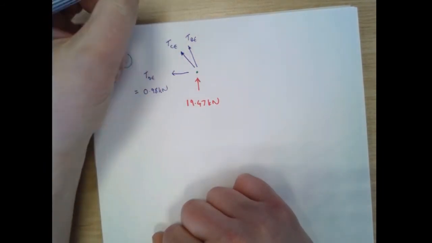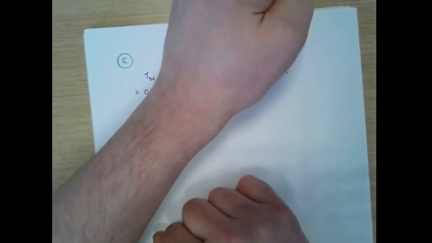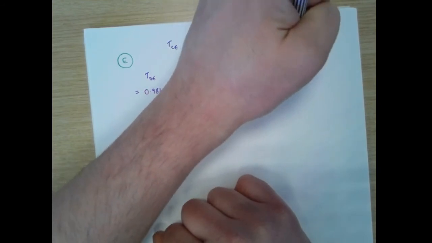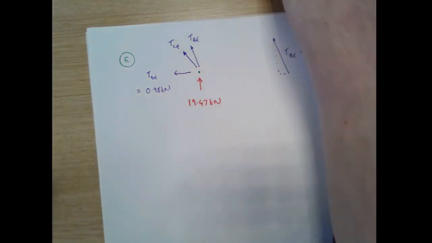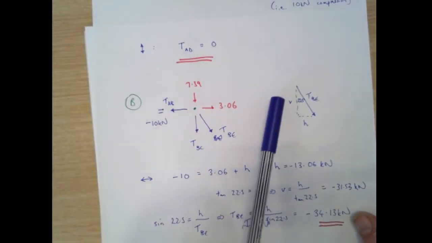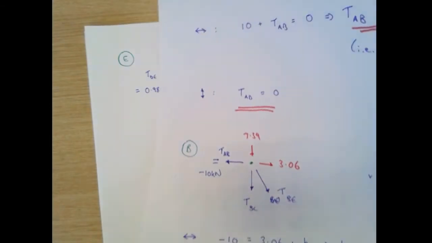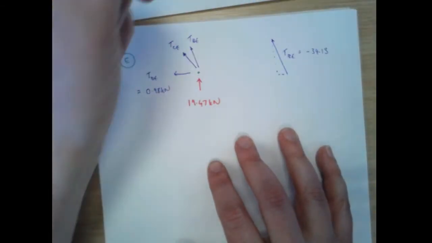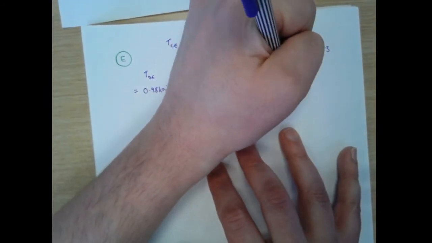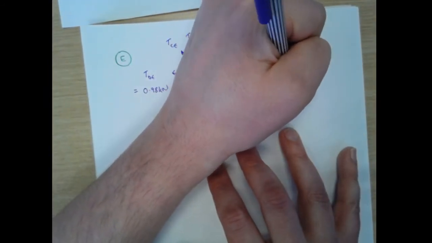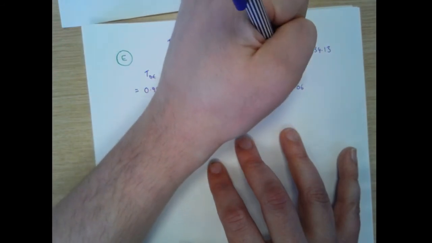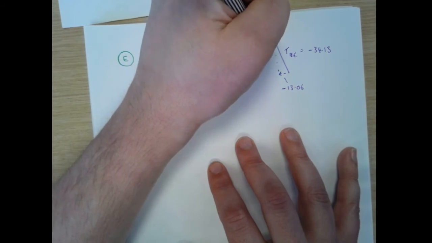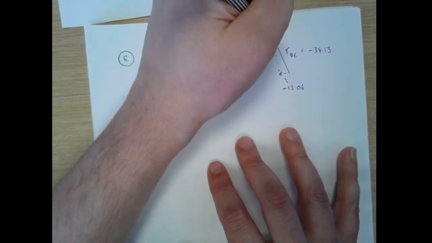But I already know with TBE that I've calculated its horizontal and vertical components. If I just go back to this diagram here, TBE itself is minus 34.13. This horizontal bit is minus 13.06, and this vertical bit is minus 31.53, pointing upwards.